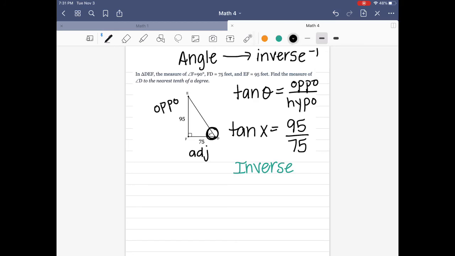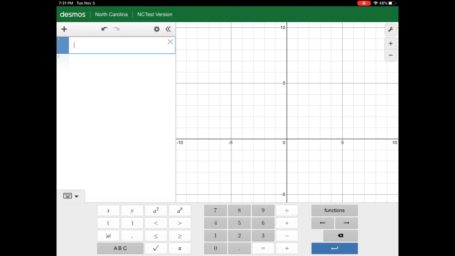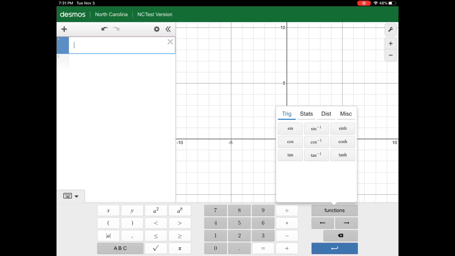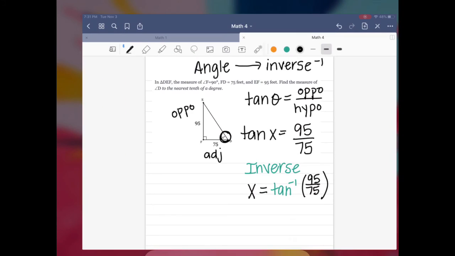When I set this up, x is going to equal the tan inverse, because we're still using tangent, but we're going to do the inverse of that, of 95 over 75. So you're going to use that ratio, but now you're going to do the inverse of it. If I flip over to Desmos, I should see tan inverse. So tangent inverse of 95 over 75, and I get 51.709.